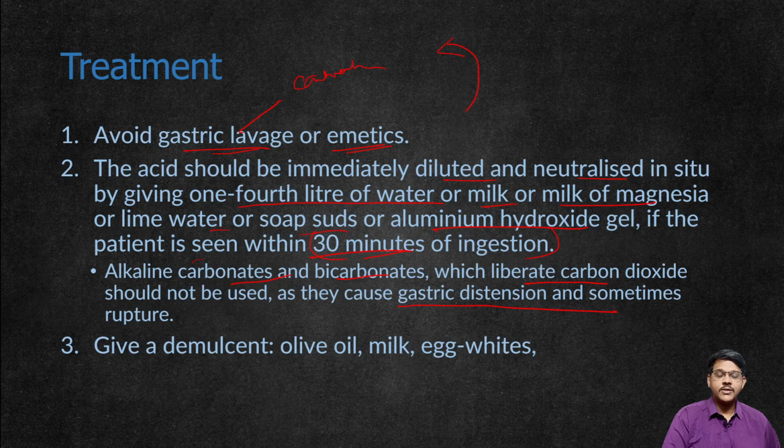If nothing is present, water should be given. If milk is present, milk can be given, milk of magnesia can be given, or lime water. But alkalis like carbonates should be avoided since they produce a lot of carbon dioxide, causing distension of the stomach and rupture of the stomach. Demulcents are also an option, which prevent absorption, like olive oil, milk or egg whites.